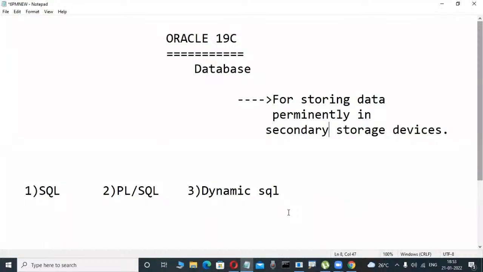ETL developers always need subqueries, joins, materialized views, indexes, partitions, some concepts. OLAP features like rank, dense rank, analytical functions like lag and lead are required, some knowledge of analytical functions only. And PL/SQL stored procedures.